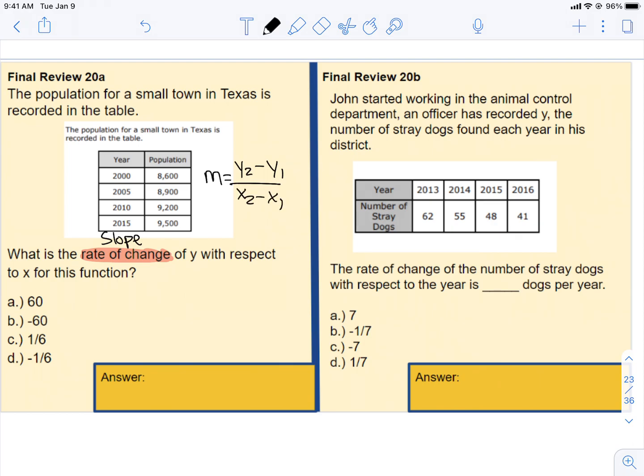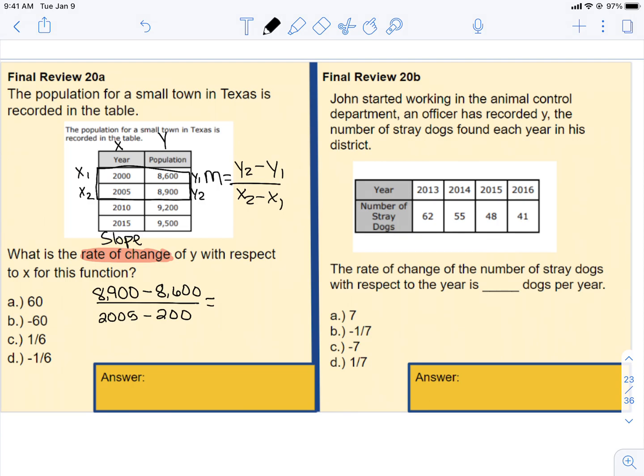Okay, we need to pick 2 points from the table, so I'm going to use just the first 2 that they give us right here. This would be my x sub 1, this would be my x sub 2, because the years are the x values. The population is the y values, so this is going to be my y sub 1 and my y sub 2. And I'm just going to plug them in. So I have 8,900 minus 8,600 divided by 2005 minus 2000. Okay, so you could just type that into your calculator like that.